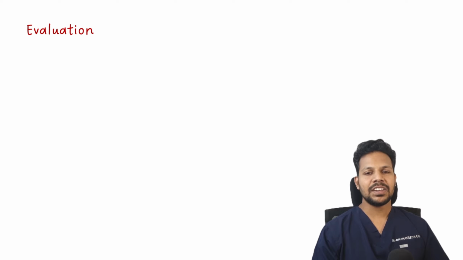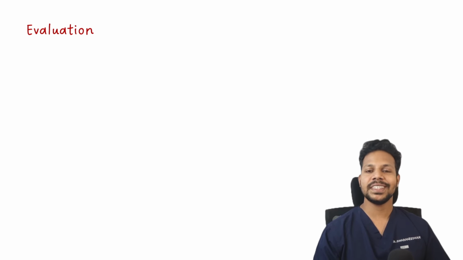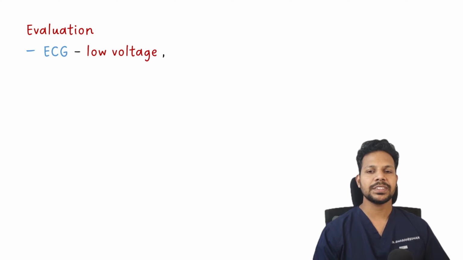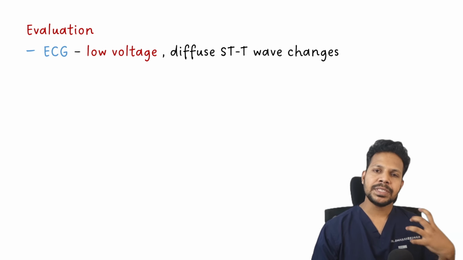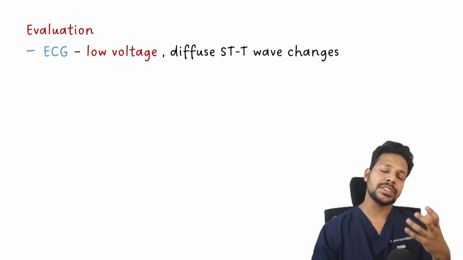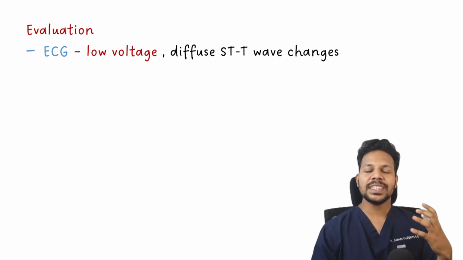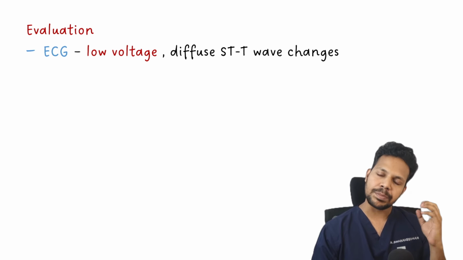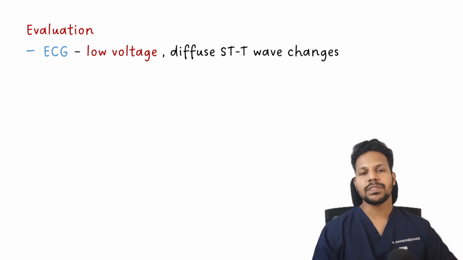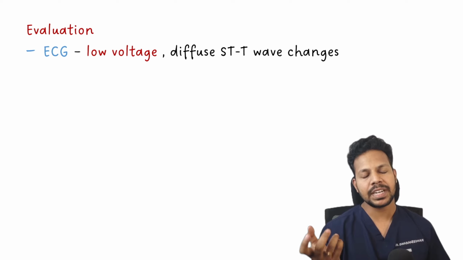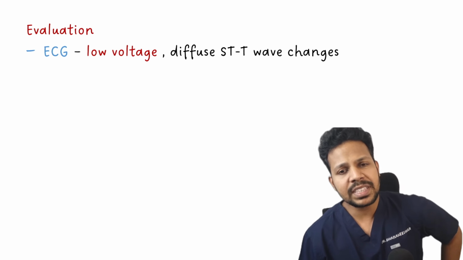Now let's look at the evaluation. Starting with the basic investigation, which is an ECG. ECG will show low voltage complexes and diffuse ST wave changes. If you recollect what we have seen in hypertrophic obstructive cardiomyopathy, the hypertrophic obstructive cardiomyopathy is because of the asymmetrical hypertrophy of the septum and the left ventricle. So there are features of LVH and septal Q waves, and of course the ST wave changes because of left ventricular strain.